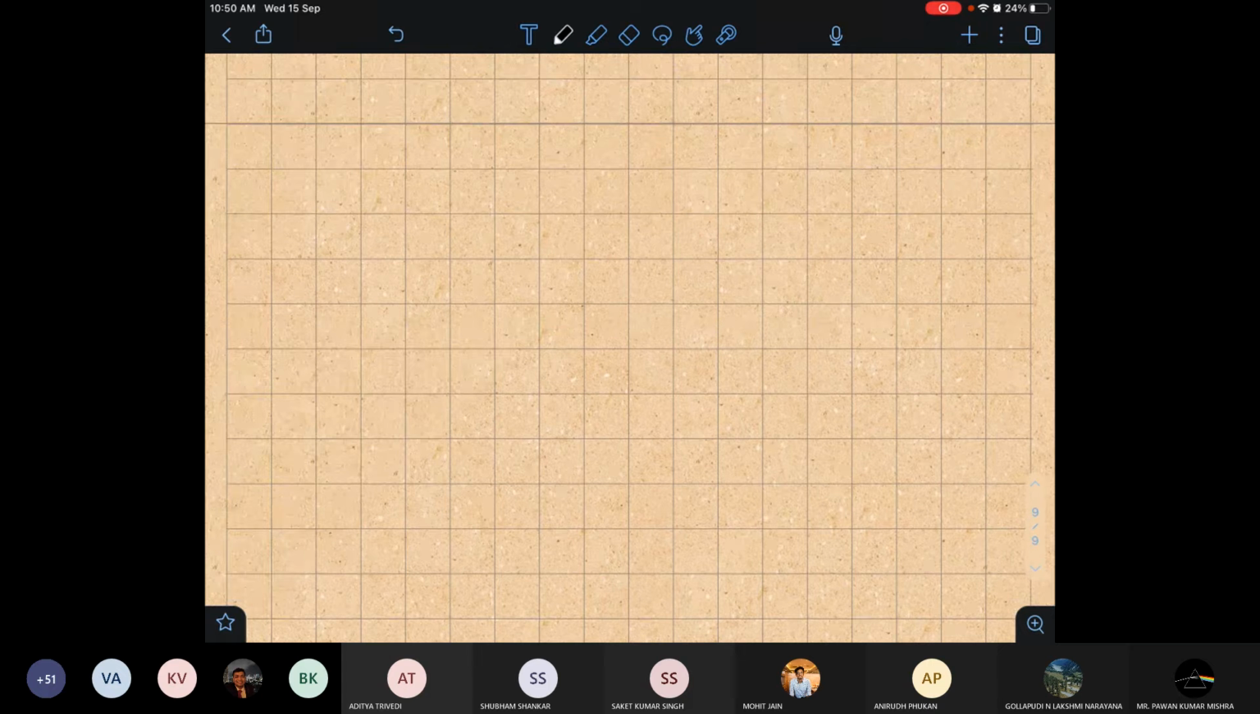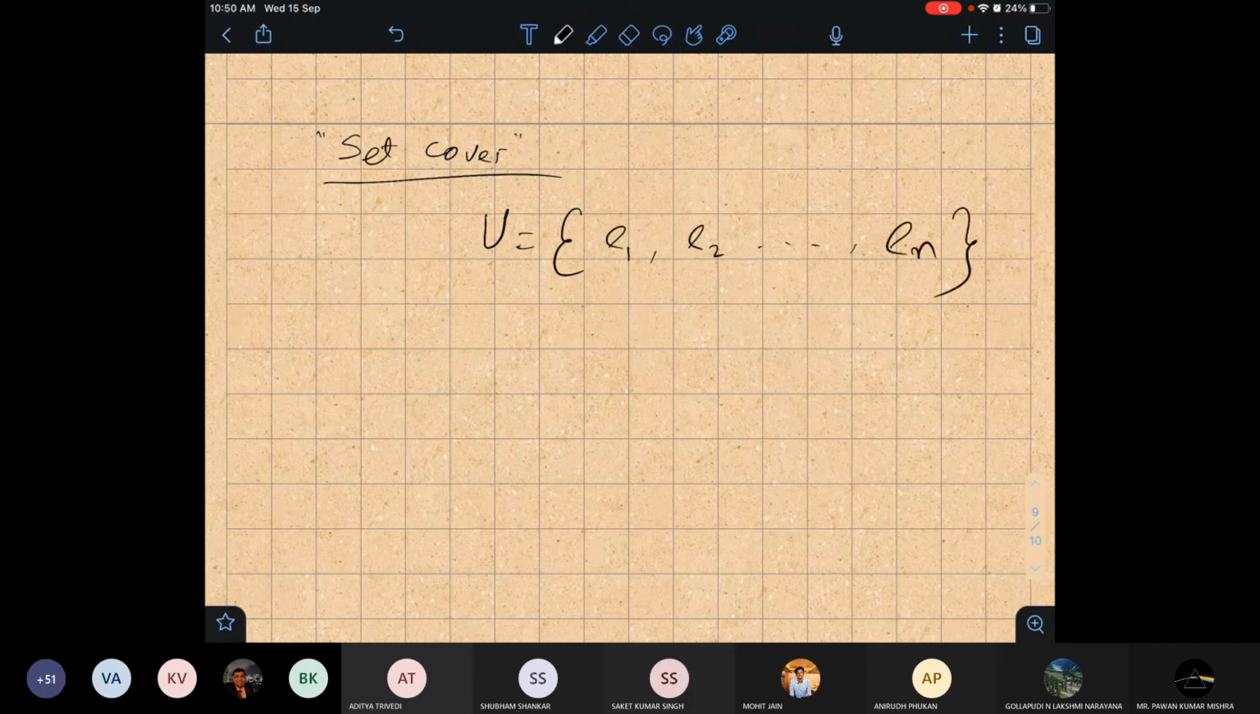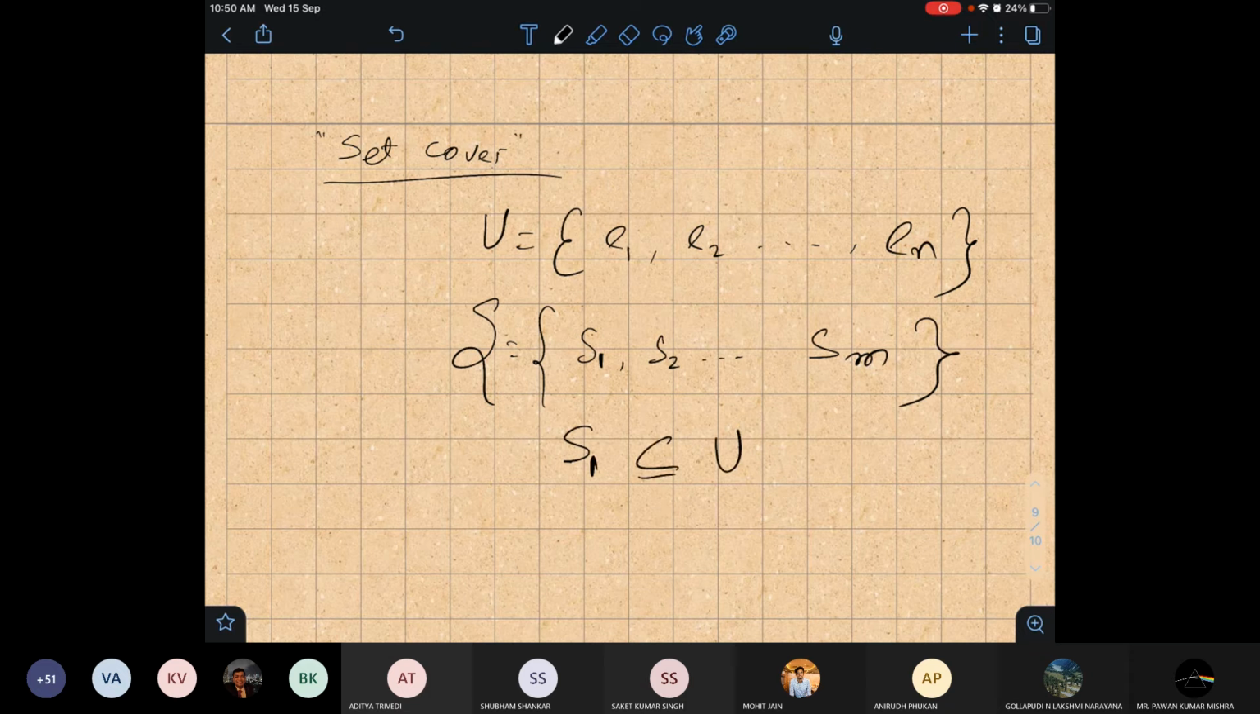So let me move to another problem. How many people have heard about set cover? Let me define set cover for you. Suppose we are given a universe of elements E1, E2, up to En. These are n elements, and we are given a family of sets S1, S2, and so on. Here each Si is a subset of U. These are all subsets of U only.